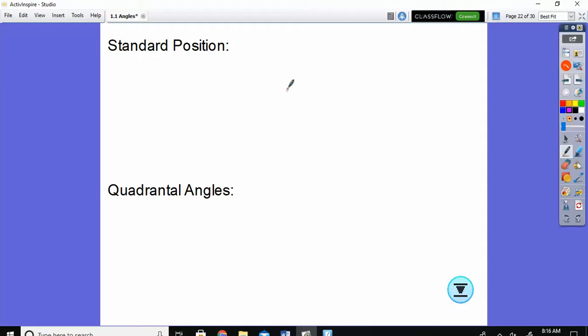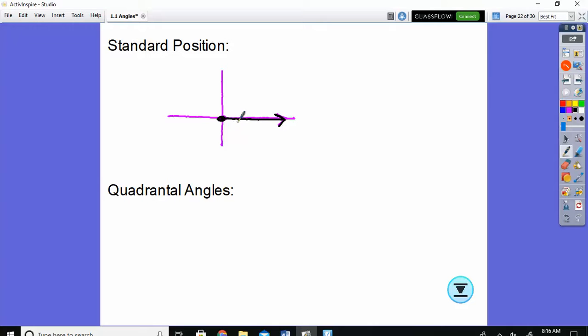Standard position: anytime we draw an angle, we're going to do it in standard position. That means the vertex is at the origin, and the initial side, the beginning side, is the positive x-axis. So standard position requires a vertex at the origin and your initial side on the positive x-axis. We will always start there, and then we'll spin however many degrees needed. Those are the two requirements that we have to have.